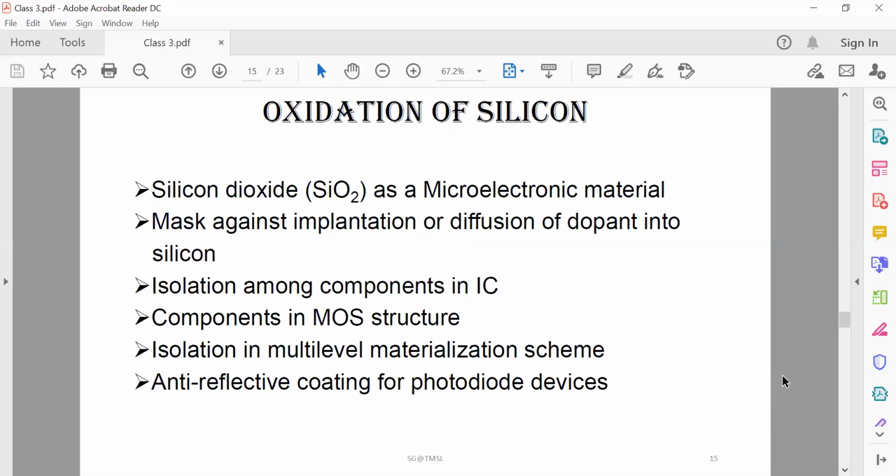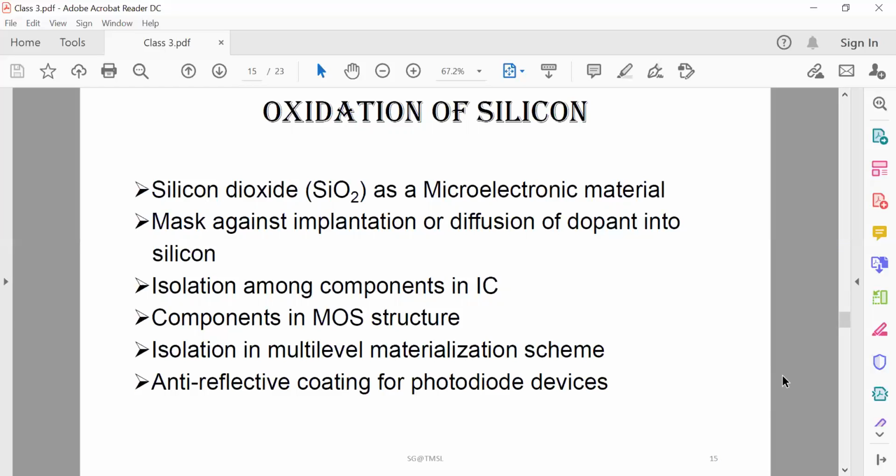Now the next topic is the oxidation of silicon. This is an important material which is used in microelectronic devices as well as MEMS devices. Silicon dioxide is basically a dielectric material which is formed from silicon reaction with oxygen or reaction with H2O molecules, and that material formation is also very easy by thermal technique. It's a very good microelectronic material, and it is used as a mask against implantation or diffusion of dopant into the silicon.